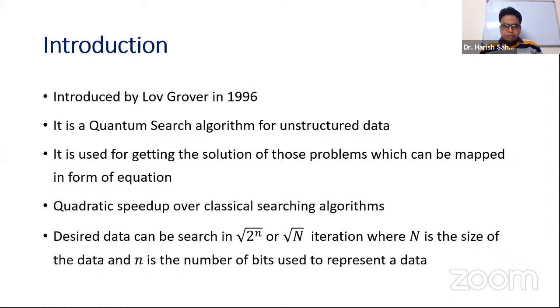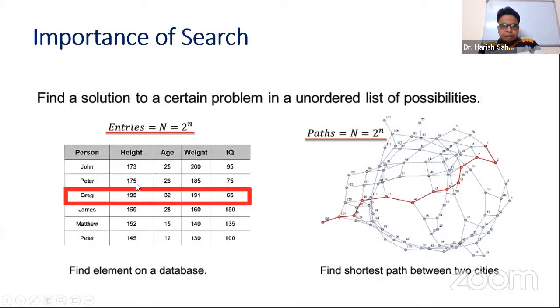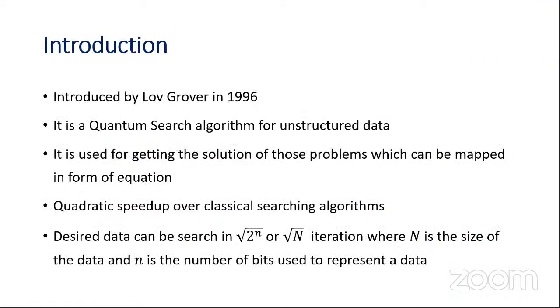So what is this capital N here? Capital N is basically the size of this database, or the number of entries in this data, or here the number of paths. And for our understanding, we assume that small n is the number of bits required to represent this capital N. Are you getting this? This is the total number of paths. Yes, sir. And small n is the number of bits required to represent this capital N. Okay.